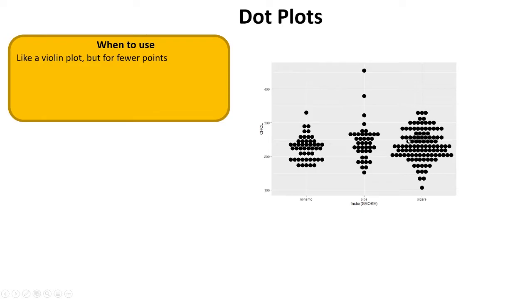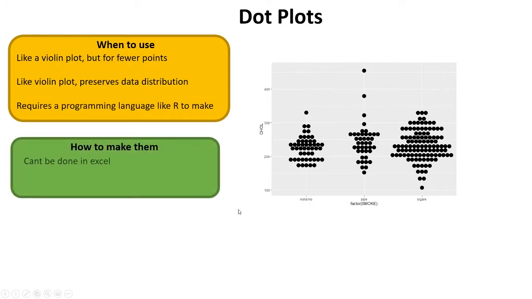So now you're stacking your dots and piling them up, and you're able to get the benefit of a violin plot even when you don't have a lot of points. So dot plots are what you use when you have, say, less than 50 points. Violin plots over 50 points. Box plots pretty much never, unless your data is perfectly normal and you want to be old school. Okay, so like violin plots, they preserve the data distribution, and they also require programming languages like R to make. Can't be done in Excel, easily done in R with ggplot2.